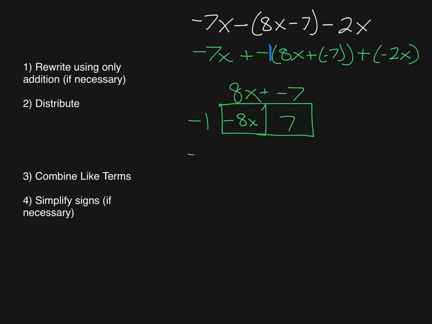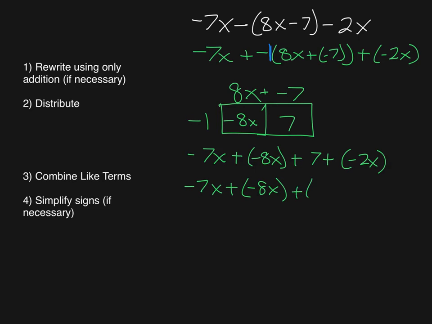So my new expression is negative 7x plus negative 8x plus 7 plus negative 2x. Now to combine like terms, I want to rearrange using the commutative property of addition. Negative 7x plus negative 8x plus negative 2x. I have all my x terms together because those are like terms, and I put 7 at the end, right? All of my like terms are going to go together, and now we can add these.